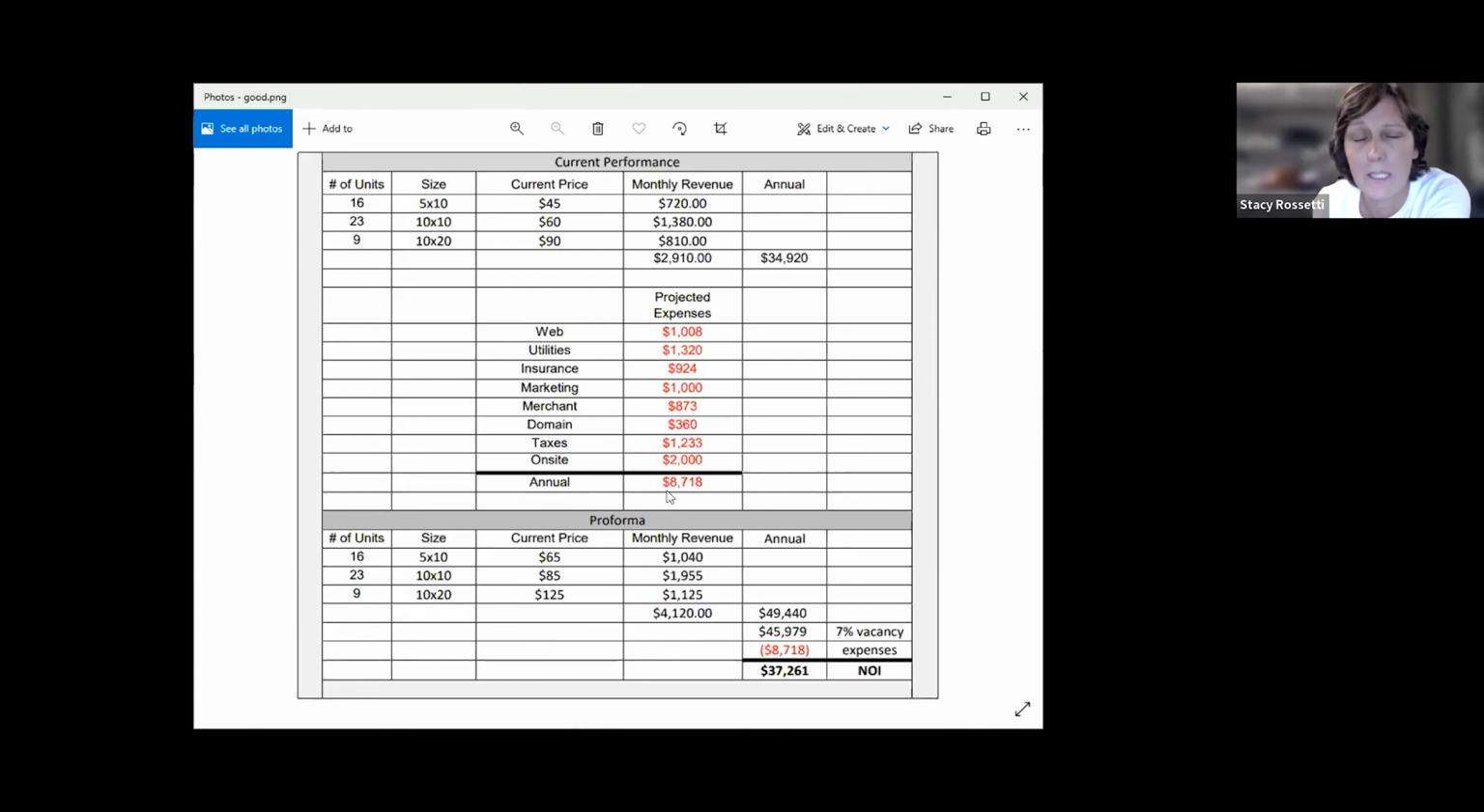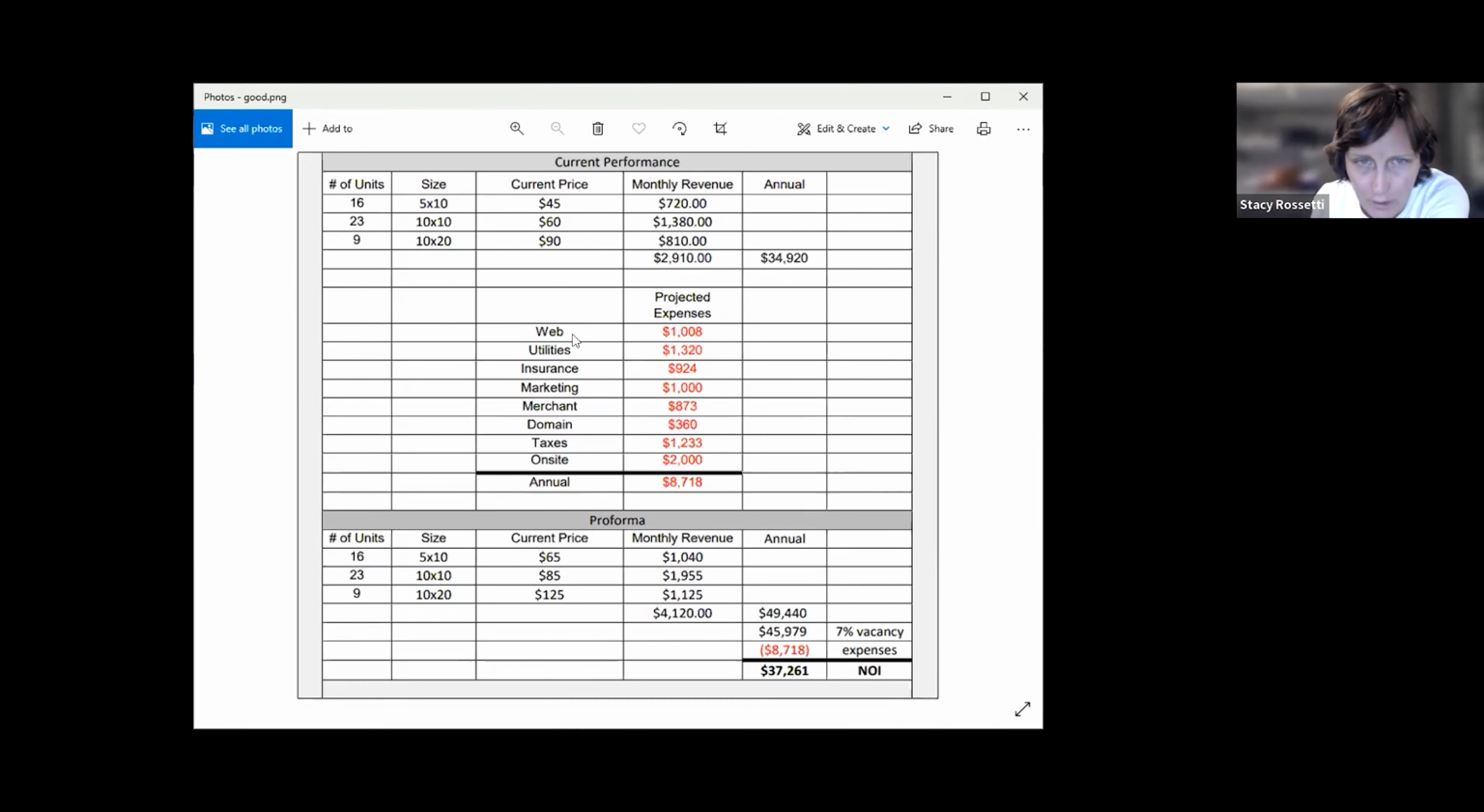And then this is the list of the expenses that the owner has. Now, the expenses that the owner has are probably not going to be the expenses that you have. Everybody always says knowing what their expenses are is important, but the truth of the matter is what you really need to know is your expenses, not their expenses. Okay, and we'll get into that in just a minute.